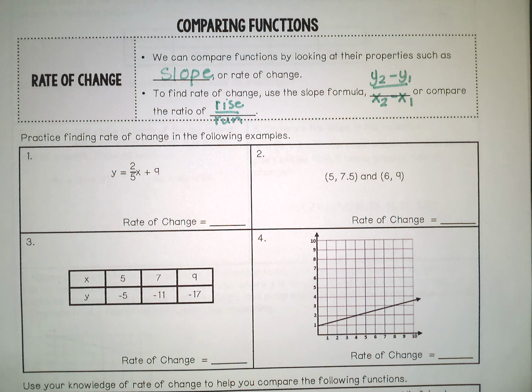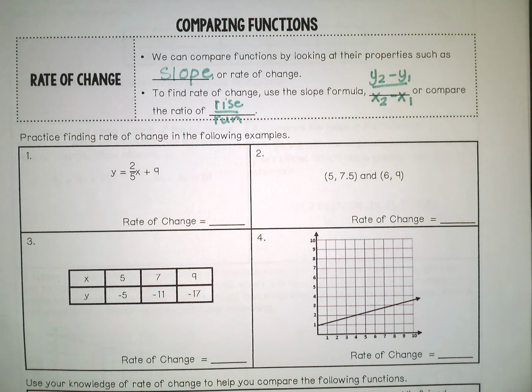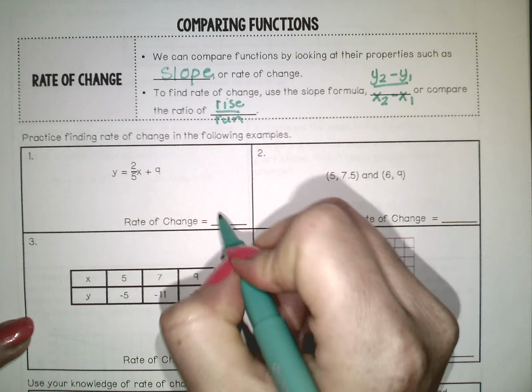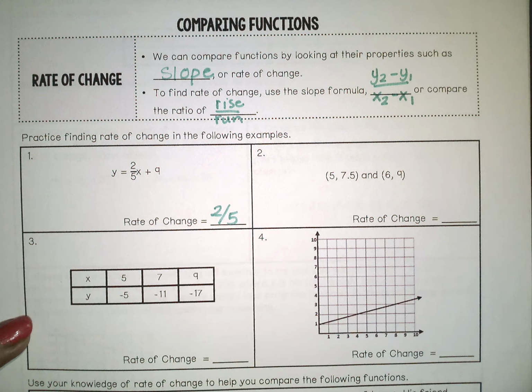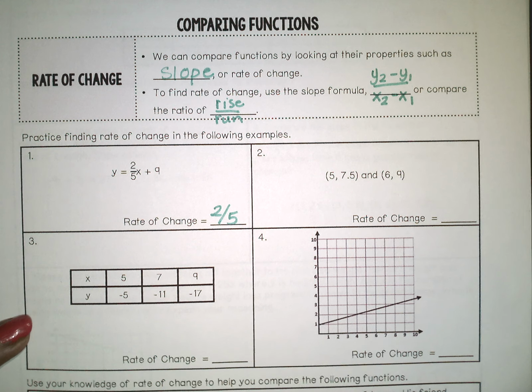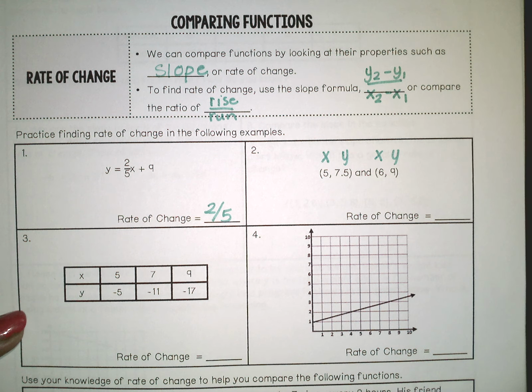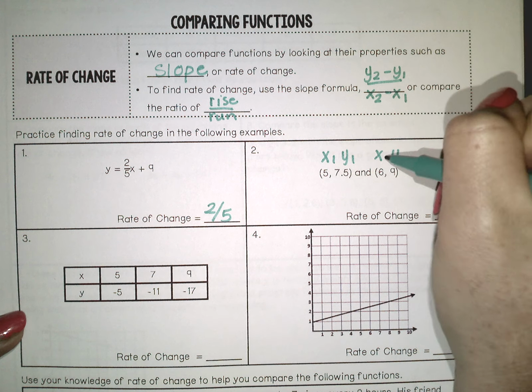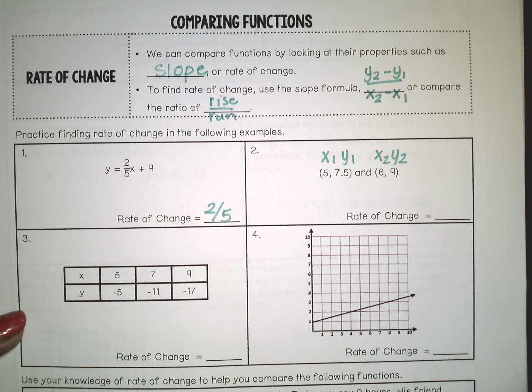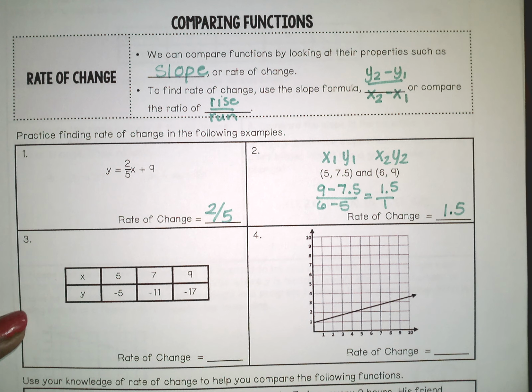Okay, so let's just quickly review these. You guys should be getting pretty good at this. Find your rate of change for each of the following examples. So you're basically finding your slope for these examples. So which piece is your slope here? Your slope here, or your rate of change, is 2/5, okay? Rate of change here, remember, x y, 1, 1, 2, 2. So what would be your rate of change or your slope here? Okay, there's the work. Our rate of change should be 1.5.